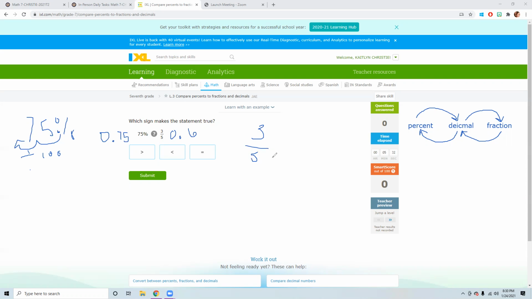Just to prove myself, I'm going to change that denominator into 100. It's currently a 5. In order to get it up to 100, I'm going to have to multiply by 20. 5 times 20 gives me that 100 that I need on the bottom. Whatever I do to the bottom, I've got to do to the top. 3 times 20 is 60. And 60 divided by 100 gives me that 0.6.